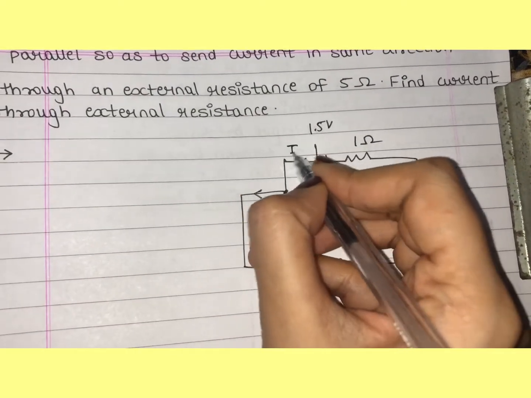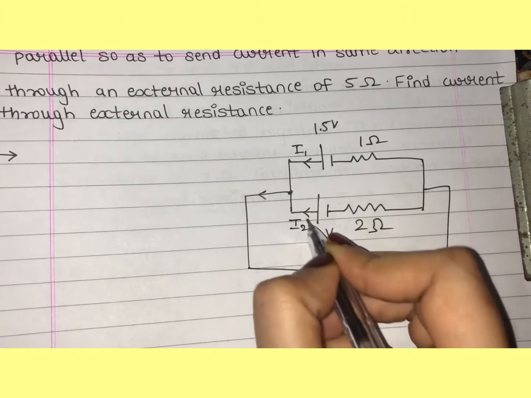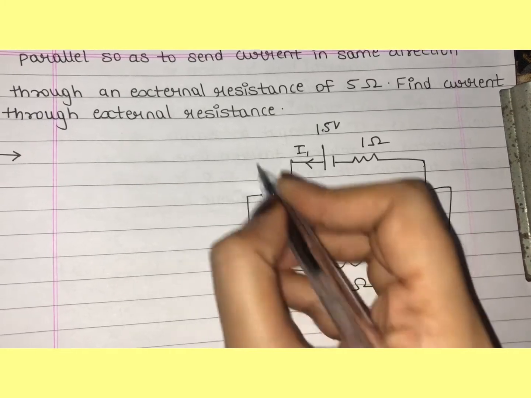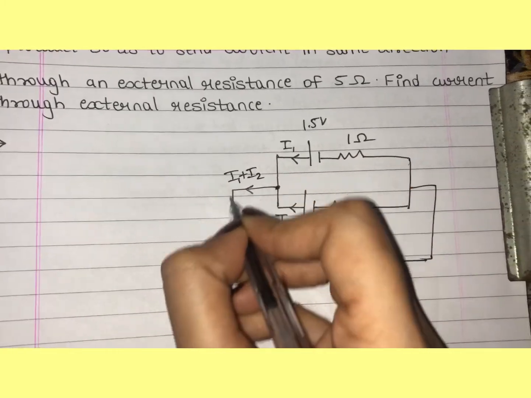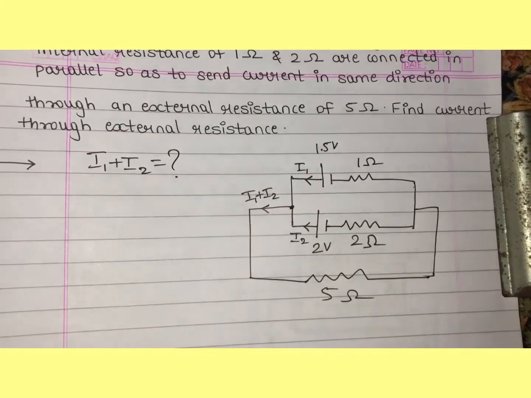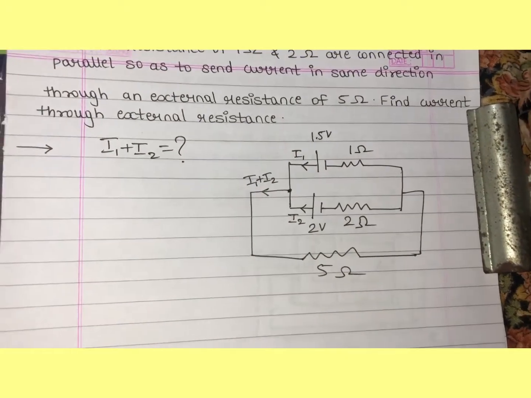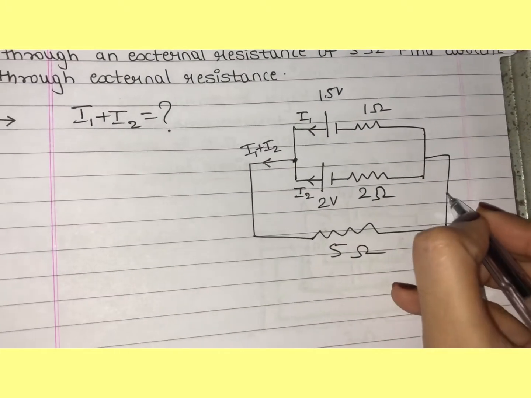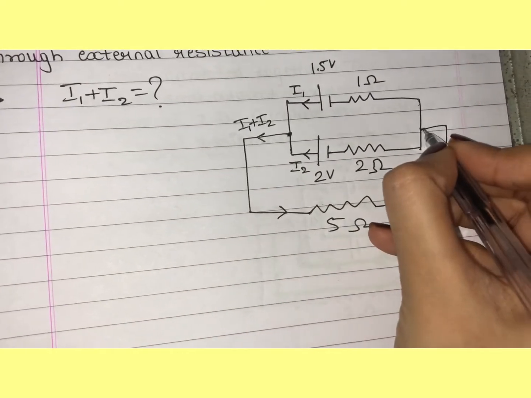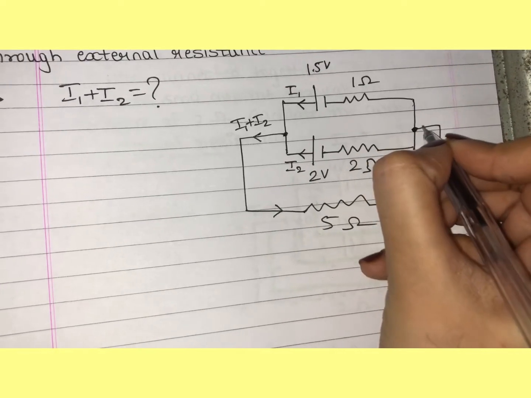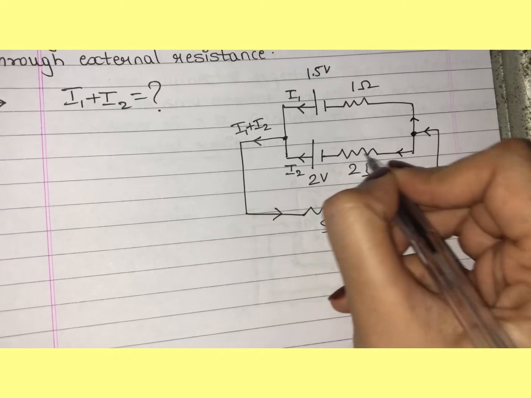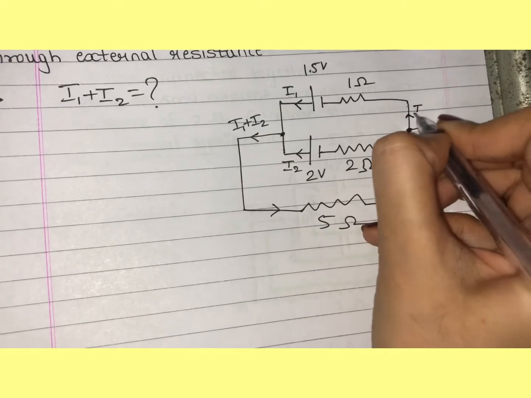Now from here suppose current I1 comes, and from here suppose current I2 comes. At this junction, two currents are coming towards the junction and one current is leaving the junction. So what will be that current? That will be I1 plus I2. So what current will flow through 5 ohm resistance? That will be I1 plus I2. So we are asked to find the value of I1 plus I2. This I1 plus I2 will flow towards this junction, and after coming at this junction, this I1 plus I2 will break into two parts. I2 will flow towards this terminal because we have I2 over here, and I1 will flow towards this terminal.